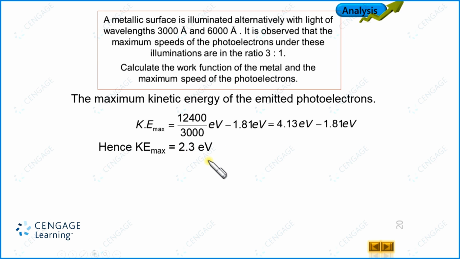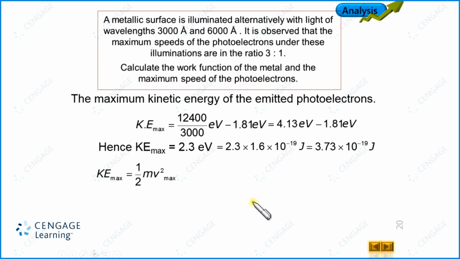We can change this kinetic energy into joule by multiplying this quantity by 1.6 into 10 to the power minus 19 joule. So it will be in joule. On calculation we will get this value. This is the maximum kinetic energy in joule, and we know maximum kinetic energy can be written as half m V max square. From this equation we can get the value of V max.